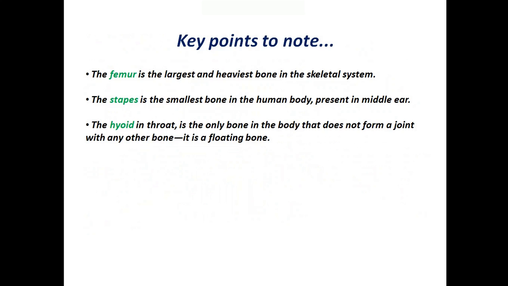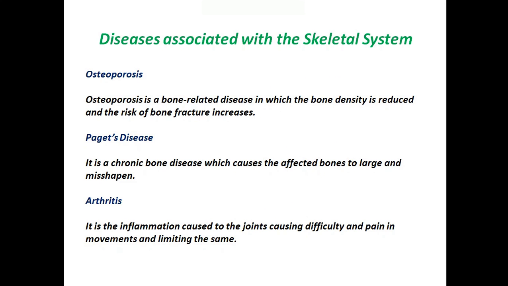We will now look at the key points to note. The femur is the largest and heaviest bone in the skeletal system. The stapes is the smallest bone in the human body, present in the middle ear. The hyoid in the throat is the only bone in the body that does not form a joint with any other bone, and it is a floating bone. At last, we will look at the diseases associated with the skeletal system.